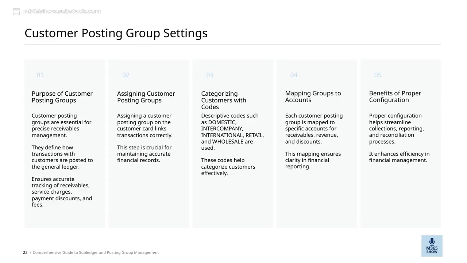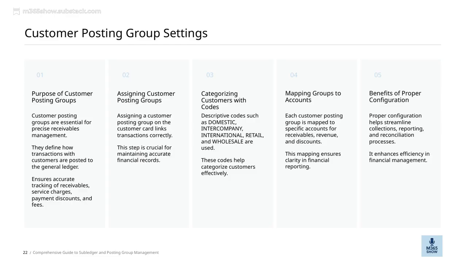To categorize customers effectively, we use descriptive codes like domestic, INTERCOMPANY, international, retail, and wholesale. These codes help you organize customers based on their characteristics or relationships, which simplifies management and reporting. Assigning a customer posting group on the customer card is a crucial step. It links each transaction to the correct account, ensuring your records stay accurate and consistent. This step is vital for maintaining reliable financial data over time.